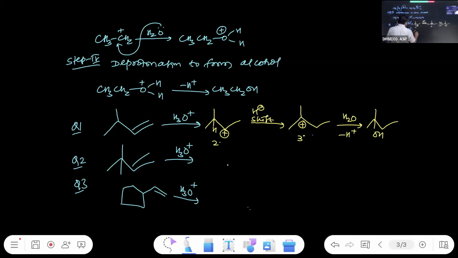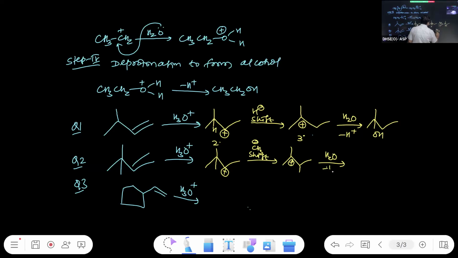Next, this is the carbocation. Then it will be methyl shift. So after methyl shift, now it becomes tertiary carbocation. Then finally, it will be this.